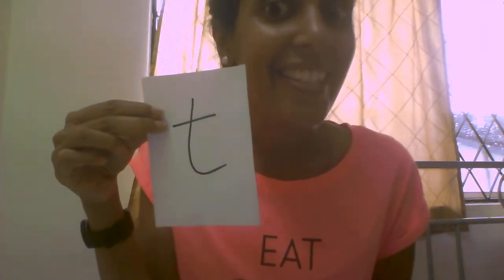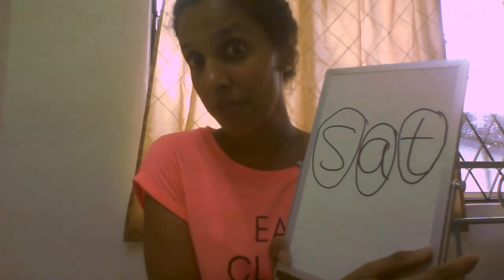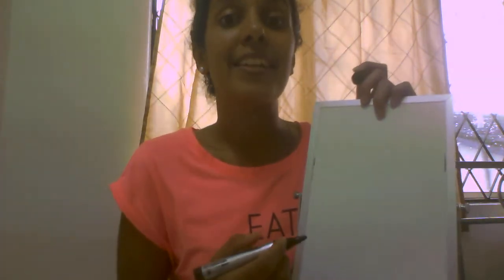That's right, it's T. That's right, it is ah. That's right, it is S. Brilliant. Okay, so now that we have practiced identifying the sounds and we practiced naming the sounds, the final one is going to be writing the sounds. Okay, so I'm going to show you how to write S.